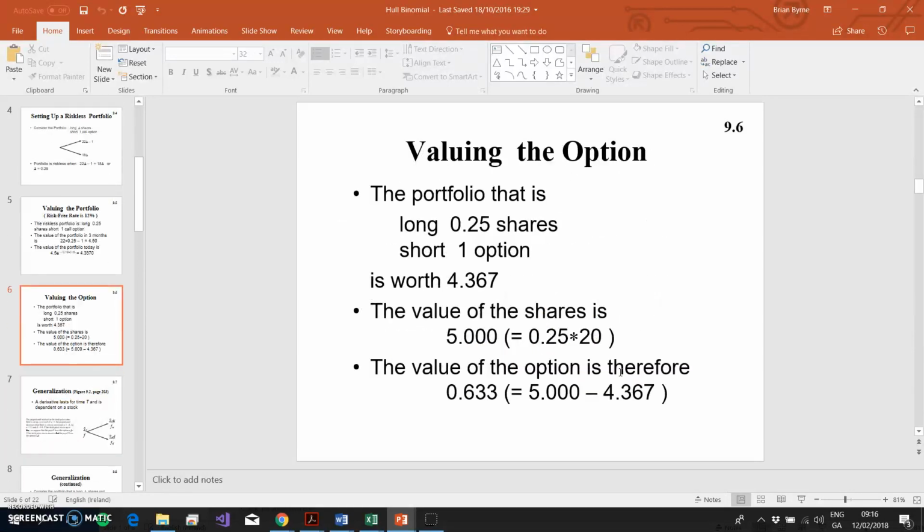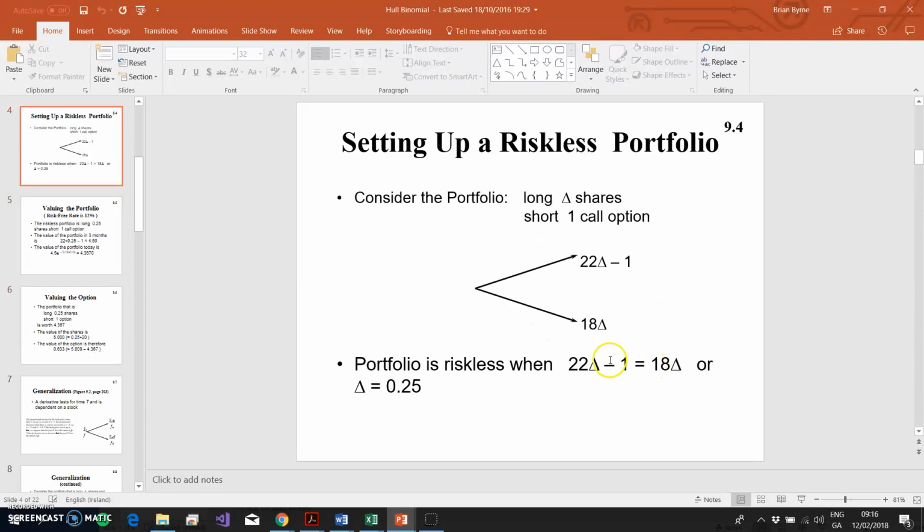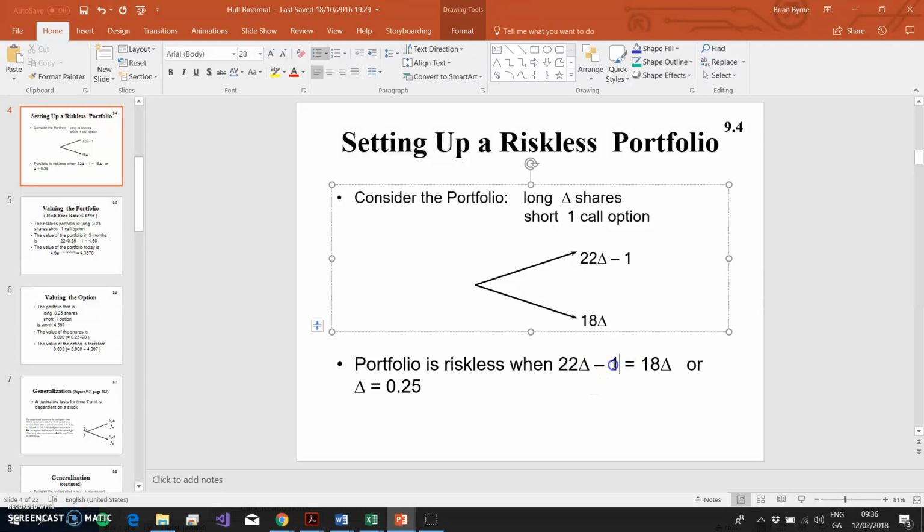In other words, the value of the portfolio today: if we think of what the portfolio was originally worth on the first day, the value of the portfolio was 20 times delta. You took a delta position in the stock, and the stock price was 20. And we don't know what this option value is. That actually is the unknown. We could call this F, or just call it C because it's a call option, but it's unknown. And that's what we want to figure out in working out this binomial model: the value of the call.